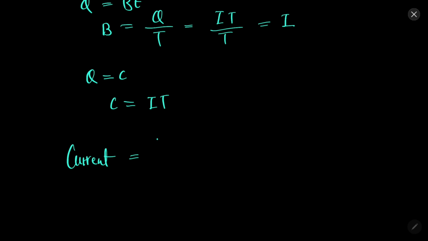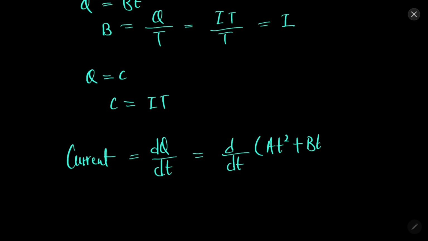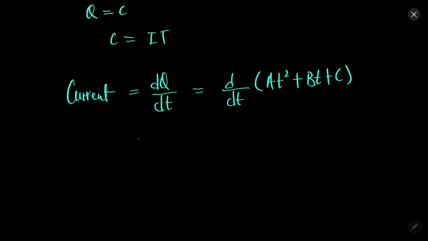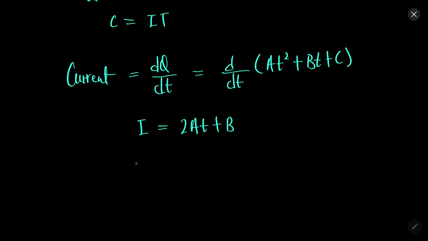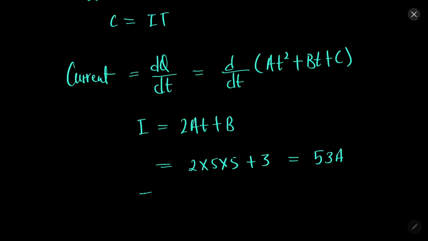So current is given by the rate of flow of charge, dq by dt. So d over dt, and we need to differentiate this. After differentiation, current will be 2A t plus B, so 2 into 5 into A plus B, and this is into 5 plus 3, so this will give us 53 amperes. So current will be 53 amperes.